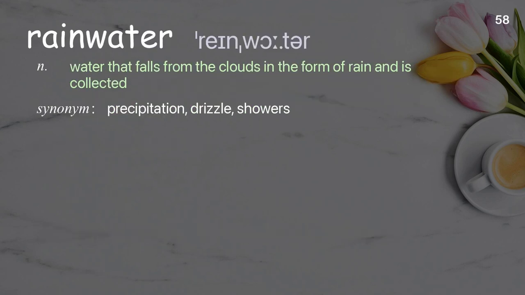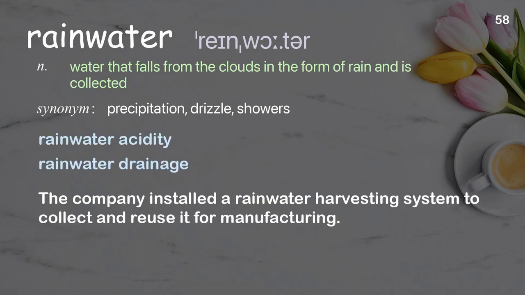Rainwater. Water that falls from the clouds in the form of rain and is collected. Examples: rainwater acidity, rainwater drainage. The company installed a rainwater harvesting system to collect and reuse it for manufacturing.